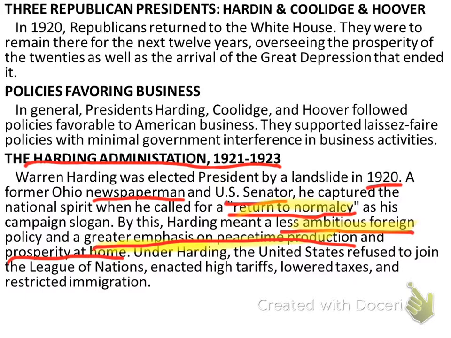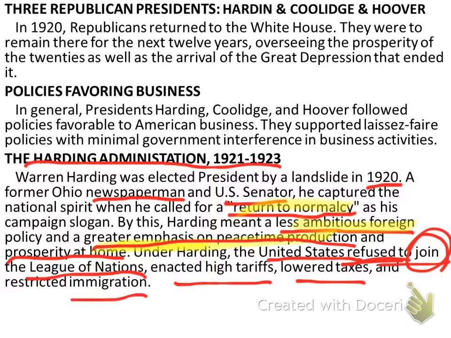Under Harding, the United States refused to join the League of Nations because, again, the treaty was never passed, never ratified by the Senate. He did enact high tariffs, lower taxes, and restricted immigration.